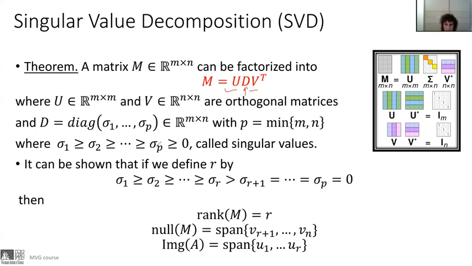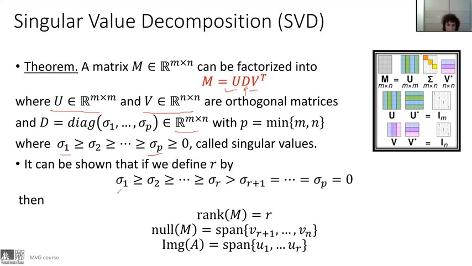So let's make it more concise and mathematical. You take a matrix and you can factorize it into U, which is a square matrix, and V, which is another square matrix. Both of them are orthogonal matrices. And D is the diagonal of singular values, which we call sigma 1 to sigma p, ordered from the bigger one to the smaller one. Okay, D is not a square matrix. It can also be a rectangular matrix.